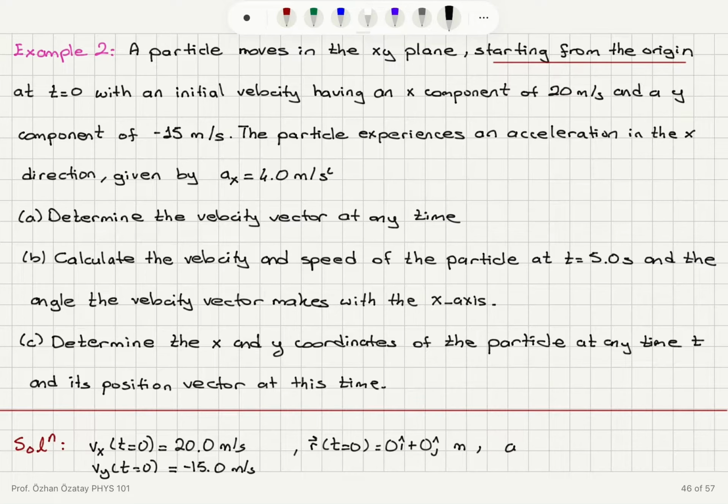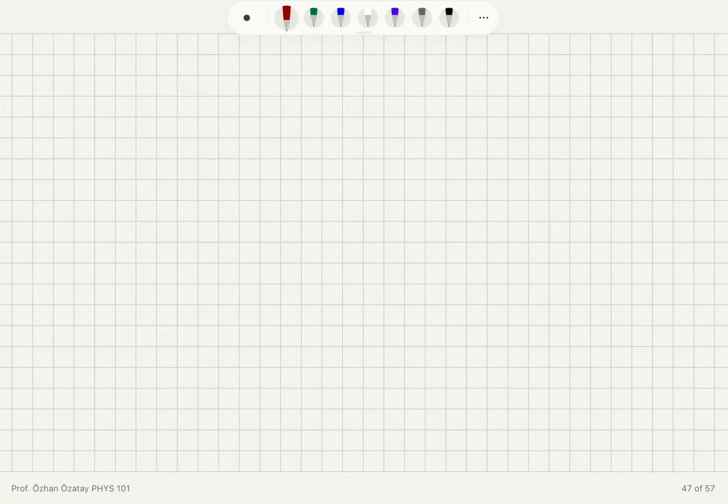And its acceleration: there is an acceleration on the x-axis. ax is 4.0 meters per second squared. There is no acceleration on the y-axis, so ay is 0 meters per second squared. Okay, so what is its velocity vector at any time t? We are trying to determine its velocity vector at any time t.